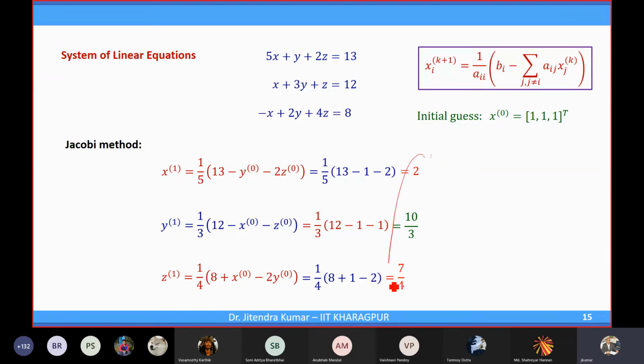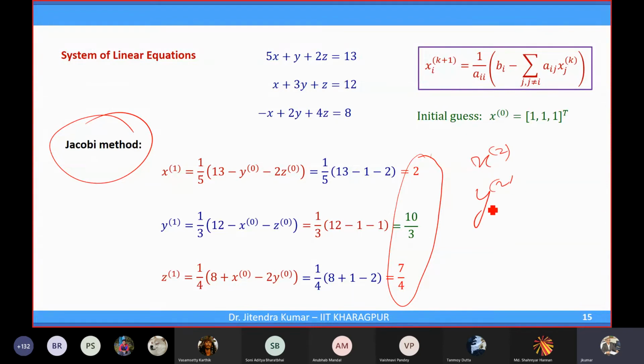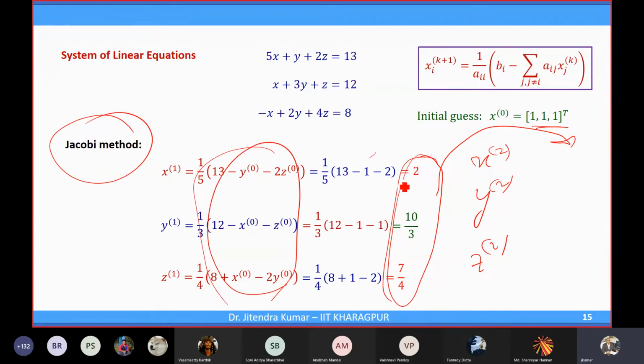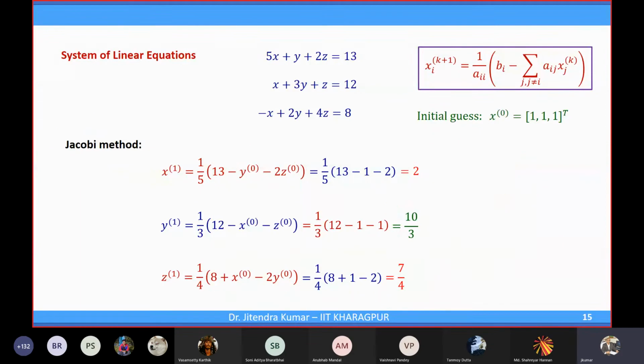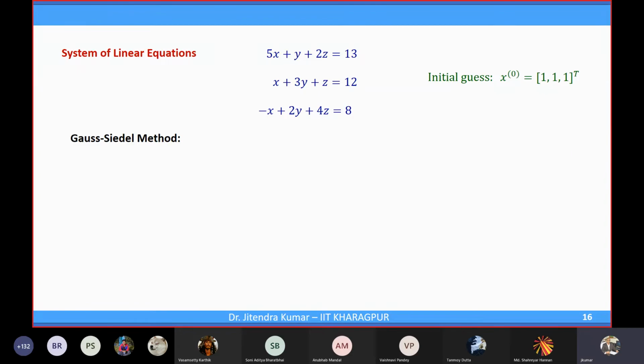Yes, sir. These are my new values now of x, y, z using the Jacobi method. Now if I want to compute x2, y2, the values after the second iteration, you have to use these values here now, not 1, 1, 1. 1, 1, 1 is over. You have used those already. In the next iteration you have to use 2, 10 by 3, 7 by 4 and get the new values. Fine? Is that clear, the idea? And then third iteration, fourth iteration, fifth iteration, 10th iteration, and so on. Now the Gauss-Seidel method.